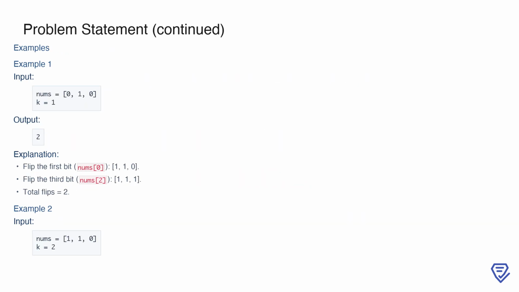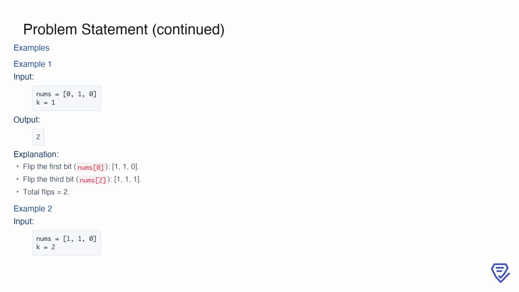In the first example, the input array is nums equals [0, 1, 0], and the subarray size is k equals 1. To solve this, we first flip the first bit, changing the array to [1, 1, 0]. Then, we flip the third bit, resulting in [1, 1, 1]. At this point, all elements are 1, and the total number of flips required was 2. So, the output for this example is 2.